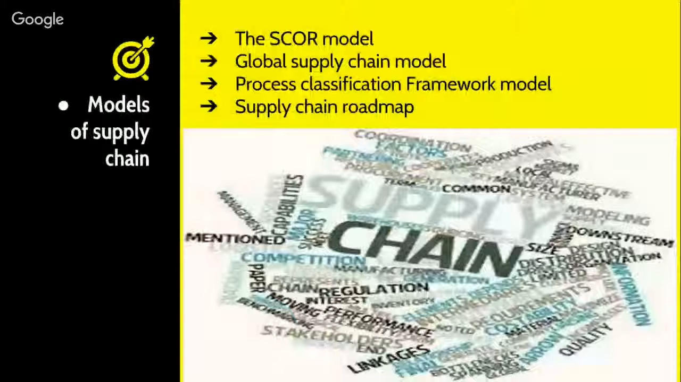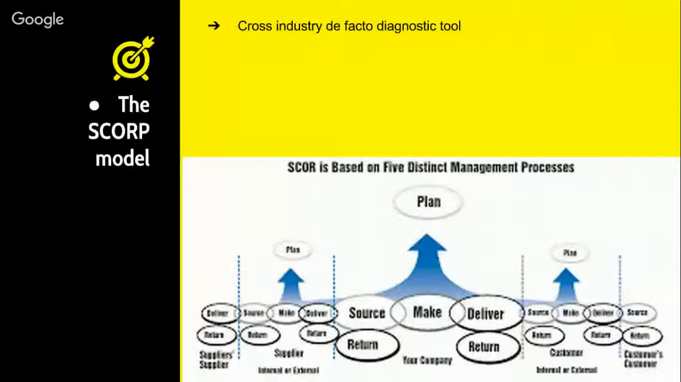Next, we will discuss the different models of supply chain. Some of them are the SCOR model, the Global Supply Chain model, the Process Classification Framework model, and the Supply Chain Roadmap model. The Supply Chain Reference Model enables users to address, improve, and communicate supply chain management practices within and between all interested parties in the enterprise.